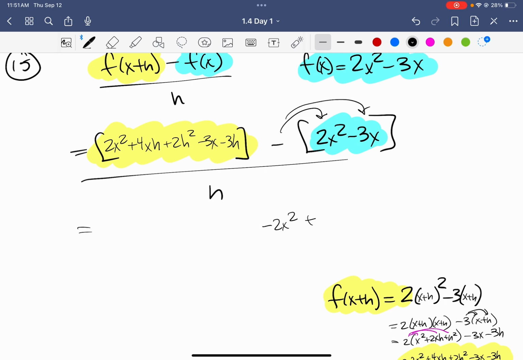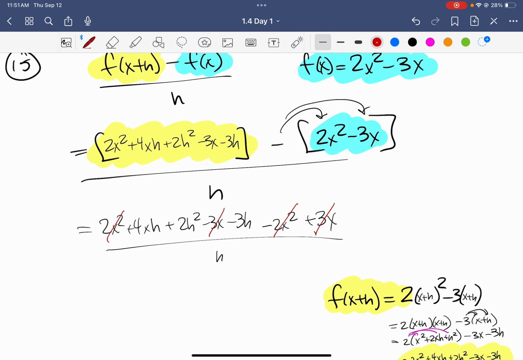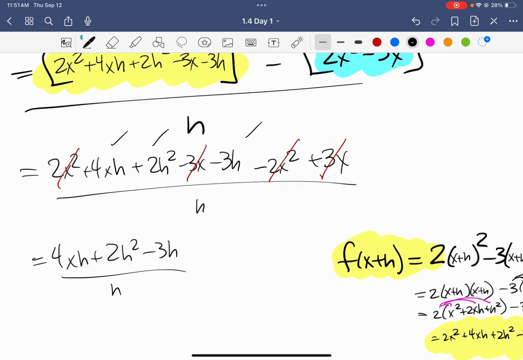Distribute the negative in this, it's plus 3x. Well, why would that make me happy? Because over here, notice what we had. We already had a 3x, so this and this cancel out. We already had a 2x squared, so that and that cancel out. So really what I have is 4xh plus 2h squared minus 3h, all over h, right?